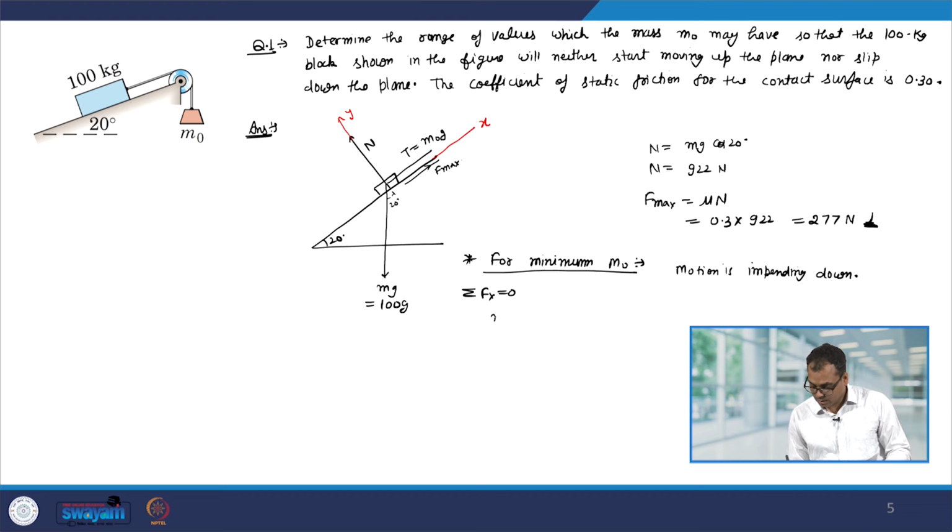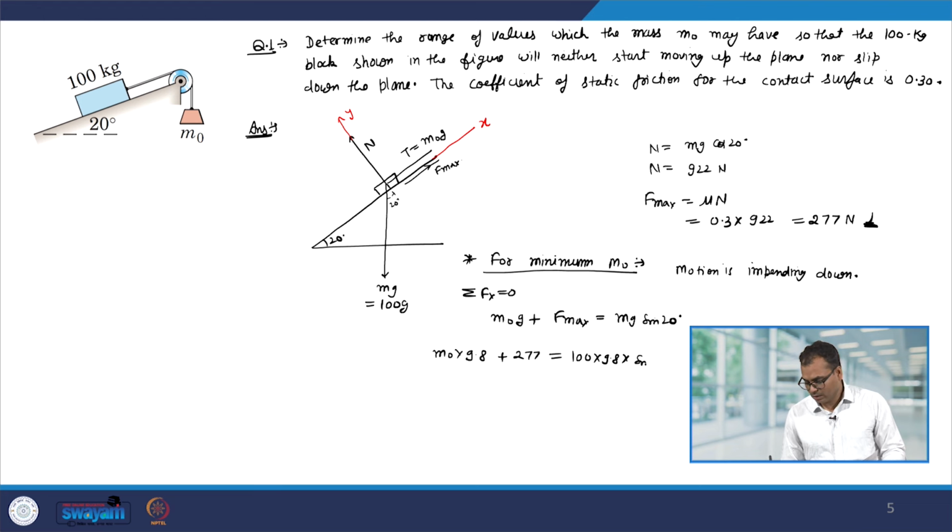Now, let us balance the force along the x axis. So, we have m naught g force plus we have the frictional force F max, and it has to be balanced to the downward force of mg. So, we have mg, its component is sin 20 degree. Now, let us put the values. So, we have m naught g, g is 9.8, plus F max we have calculated, it is 277, equal to m is 100, g is 9.8, and then we have sin 20 degree. From here, we can find out what is m naught, and m naught comes out to be 6.01 kg.